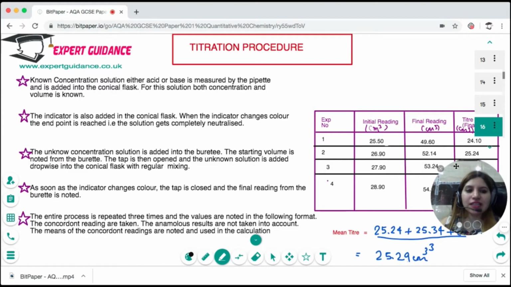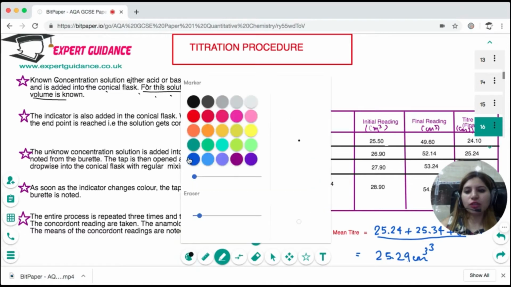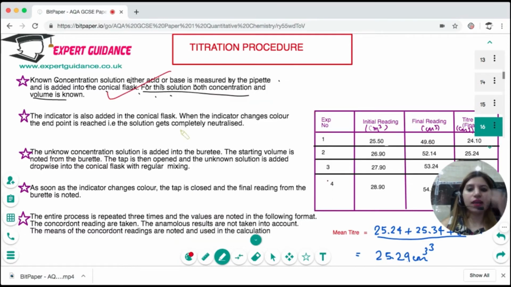So let's understand the process again. The known concentration solution, which could be either an acid or a base, is measured by the pipette and added to the conical flask. For this solution added to the conical flask, both concentration and the volume are known to us. Second, the indicator is also added in the conical flask. When an indicator changes color, the end point is reached. It means that the solution is completely neutralized.